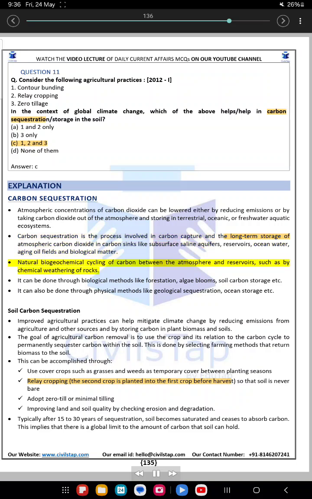Natural biogeochemical cycling of carbon occurs between the atmosphere and reservoirs, such as by chemical weathering of rocks. It can be done through biological methods like forestation, algae blooms, soil carbon storage etc. It can also be done through physical methods like geological sequestration, ocean storage etc.